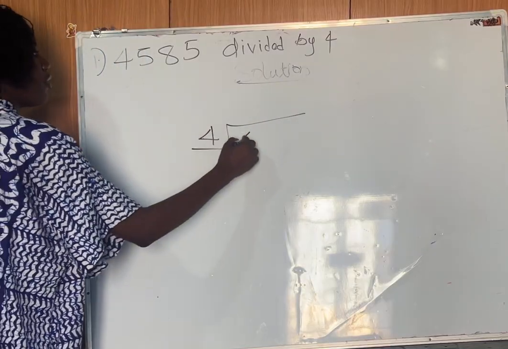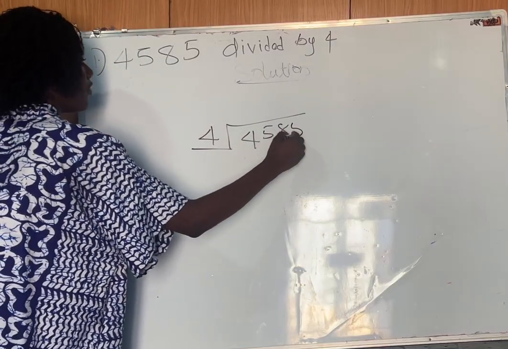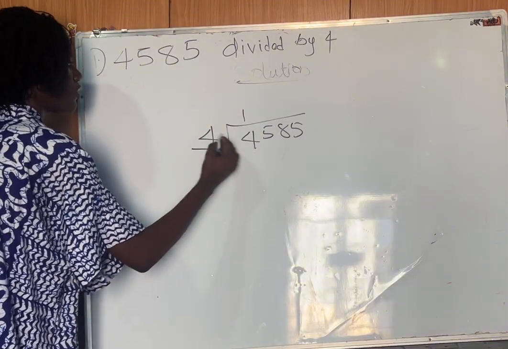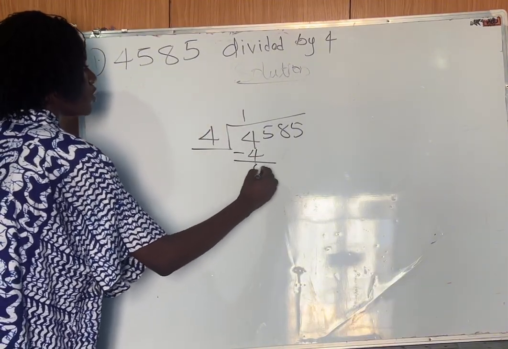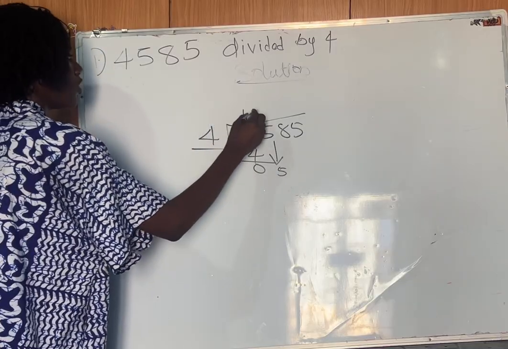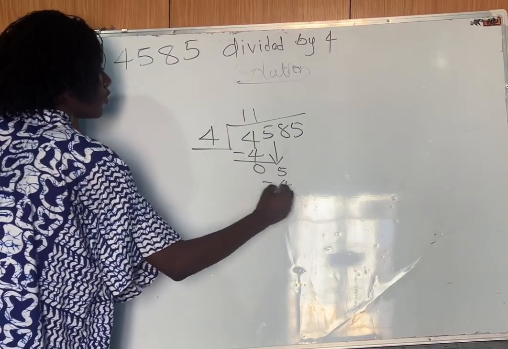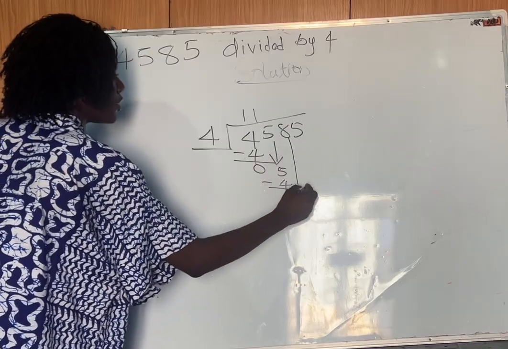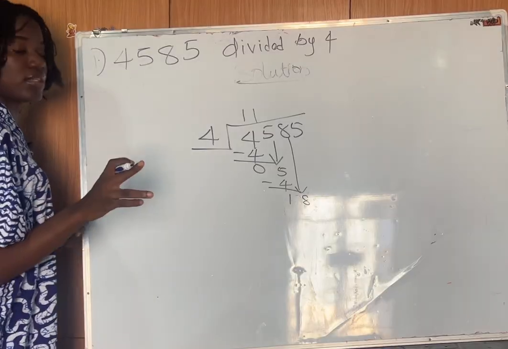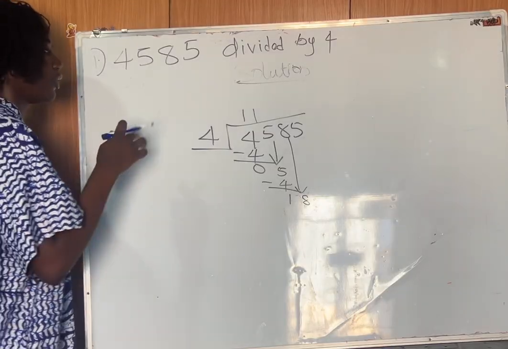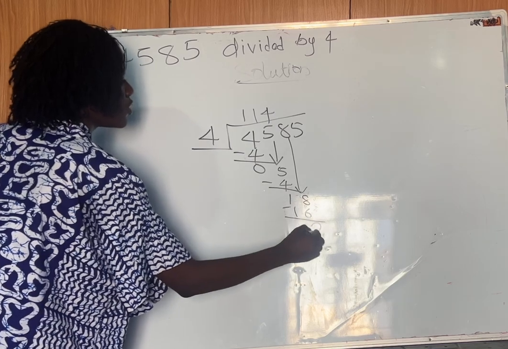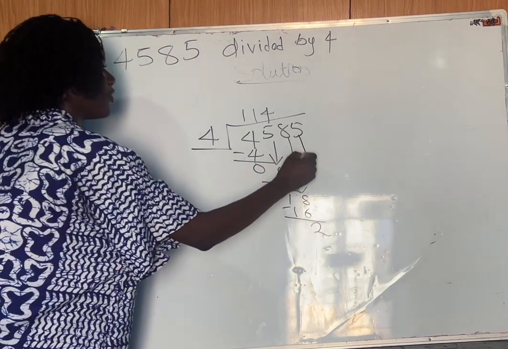4, 4, 5, 8, 5. 4 going into 4, 1. 4 times 1, 4. Subtract, 0. Bring down 5. 4 going into 5, 1. 1 times 4. You bring down 8, right? 4 into 18 is what? 16. 4 times 4, 16. So that gives us 2. Now you bring down 5.